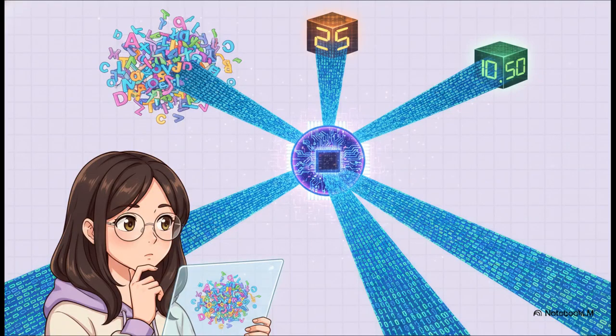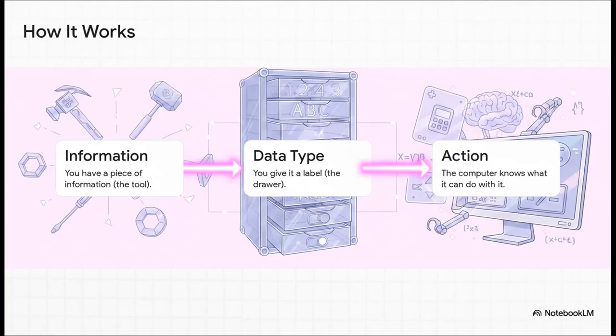Because from the computer's point of view, everything is just a jumble. Your name, your age, how much cash you have. Without any labels, it's all just random information. It has no way of knowing that one is text, one's a whole number, and the other might need a decimal point. It's meaningless. So let's walk through our toolbox analogy.